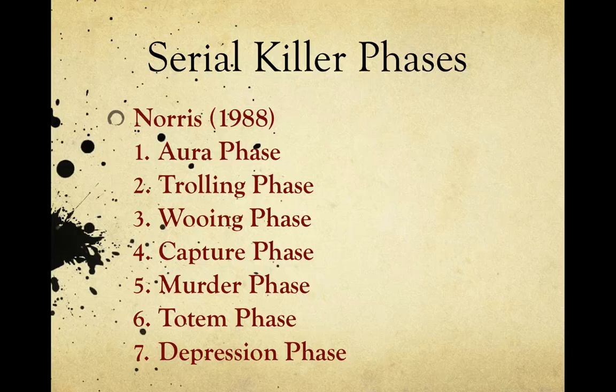The next phase Norris described is the totem phase. After the kill, murderers sink into a depression. So many develop a ritual to preserve their success. This is why some killers keep news clippings, photographs, and parts of the victim's bodies, or eat parts of the victims, wear their skin, or show parts of victims' bodies to later victims. The trophy is meant to give the murderer the same feelings of power he experienced at the time of the kill. The last phase is the depression phase.